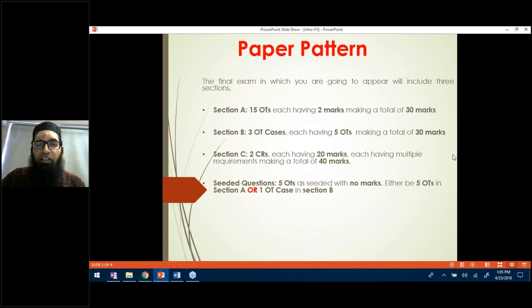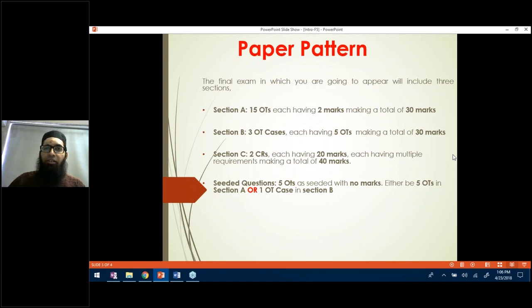In this exam, we also need to note that we have been given 5 additional objective tests known as seeded questions. That means in the exam, we are actually taking an exam of 110 marks, not 100 marks. These seeded questions will carry no marks, so whether you do them right or wrong, it won't affect your result. Either these 5 objective tests will be part of Section A or one OT case in Section B.